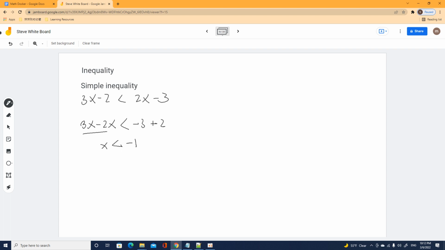Now we graph it on the number line. That is 0. That is negative 1. Because this is smaller, it does not include the equal sign, so it should look like this. It is a circle. This is how to graph it. Now I want to give you another example.